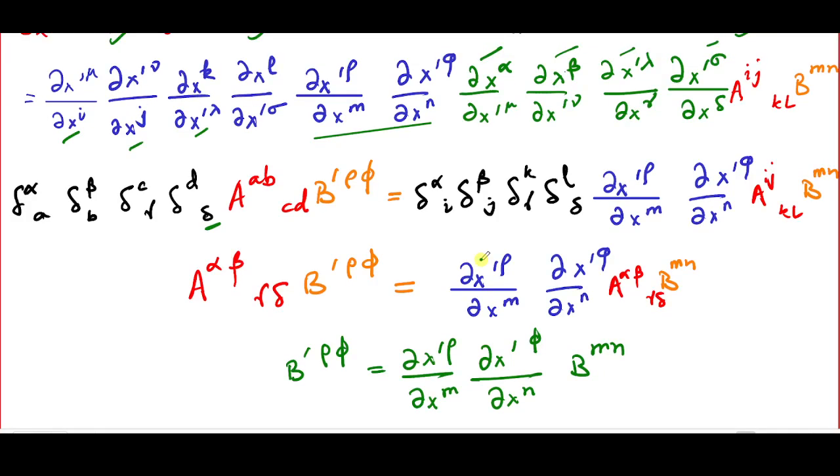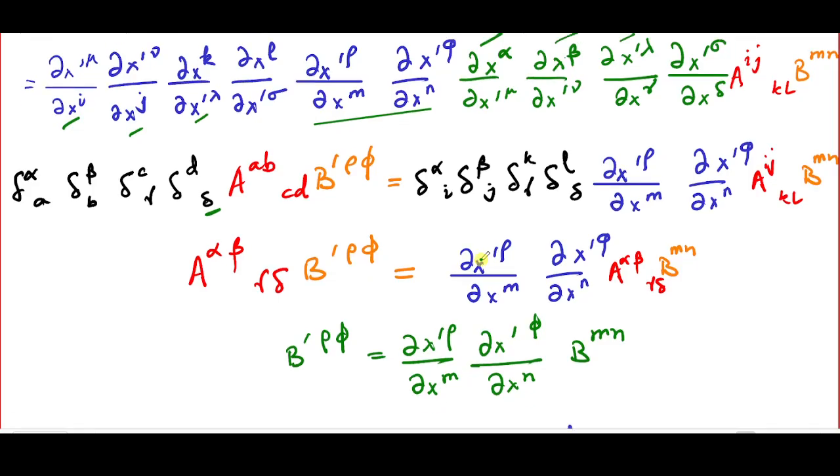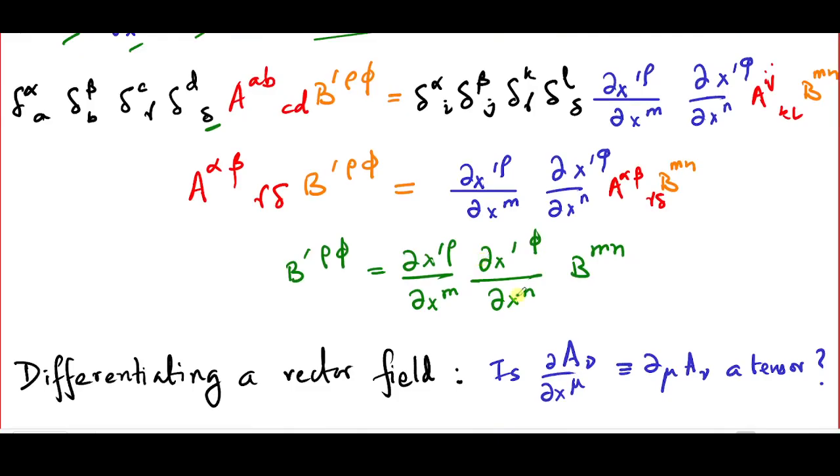Let us now turn to a topic which is of immense importance as far as the application of tensors to physics is concerned, especially in subjects like general relativity. The question is, are derivatives of vector fields or covector fields themselves tensors? In particular, is this quantity, a quantity with two indices mu and nu, given by the partial derivative with respect to x^μ of a covector component a_ν, a tensor?